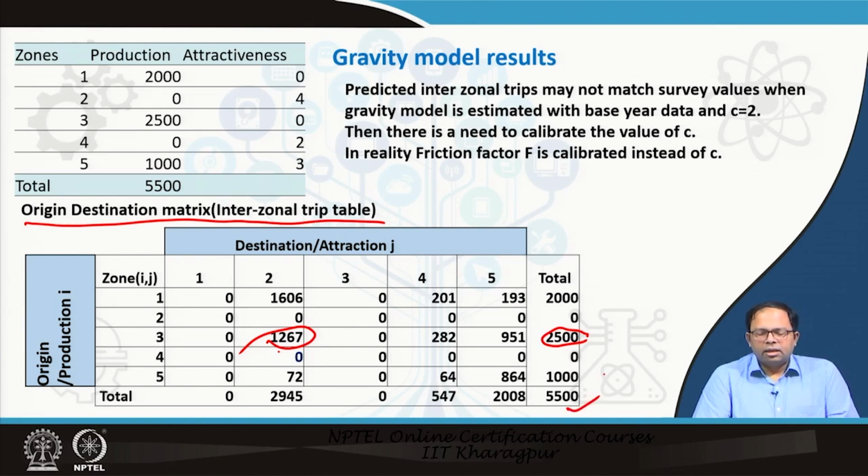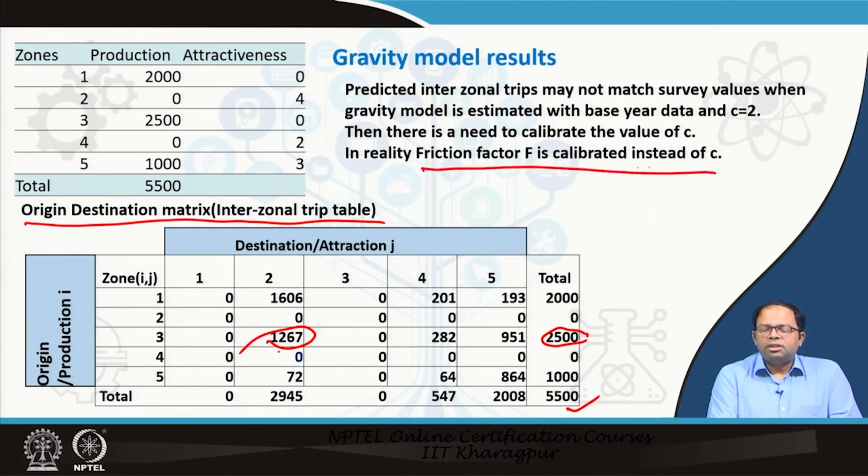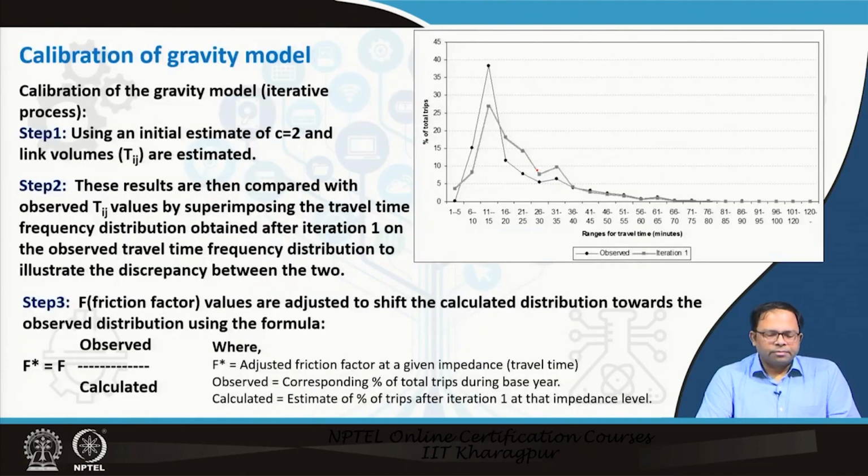And so, we see that predicted interzonal trips may not match survey values when the gravity model is estimated with base year data and c equal to 2. Here it is matching, but it may not match, and then there is a need to calibrate the value of c. So, c equal to 2 is not right. We need to find the actual value of c, and for this we actually calibrate the friction factor F instead of calibrating the value c, which is 1 by Wij to the power c. So, instead of calibrating c, we calibrate the overall friction factor F. Now, let us see how we do that.